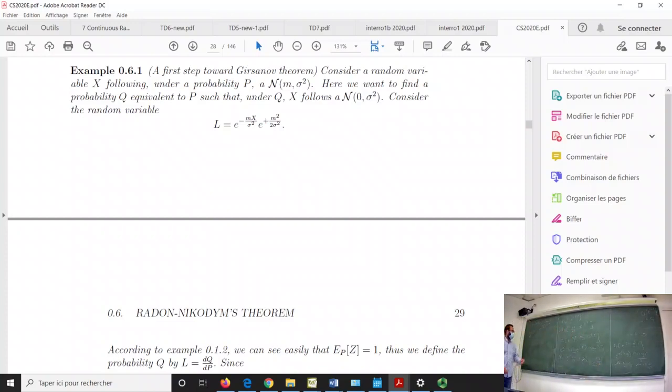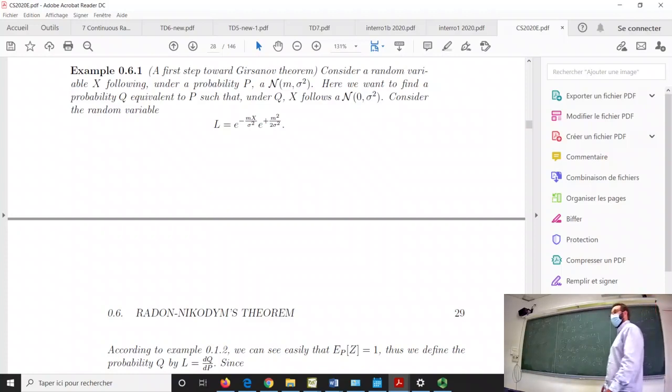You have proved that under the new probability Q, the moment generating function of x under Q is given by exponential minus sigma square t square over 2, proving that under Q, x follows N(0, sigma square). It's exactly what I want to prove. So you see that you have a way to transform the initial probability into an equivalent one in order to make N(m, sigma square) into N(0, sigma square). You make the mean disappear.